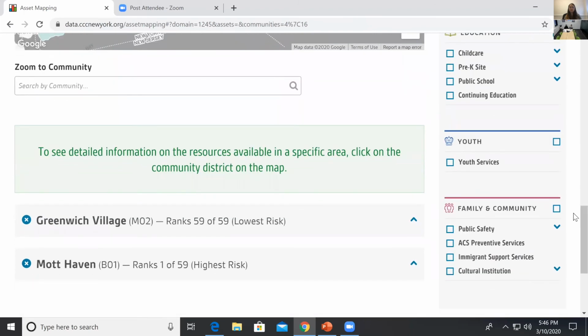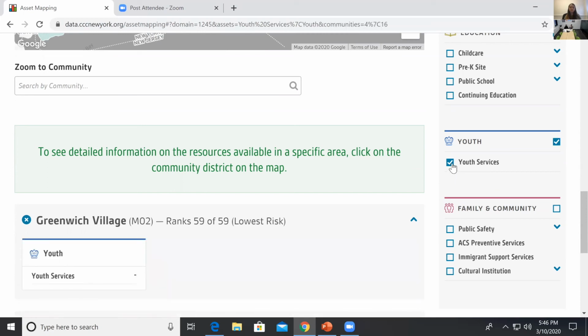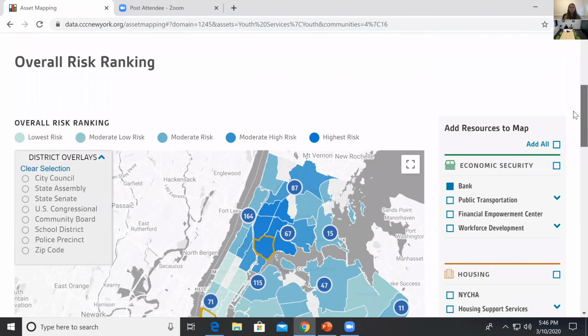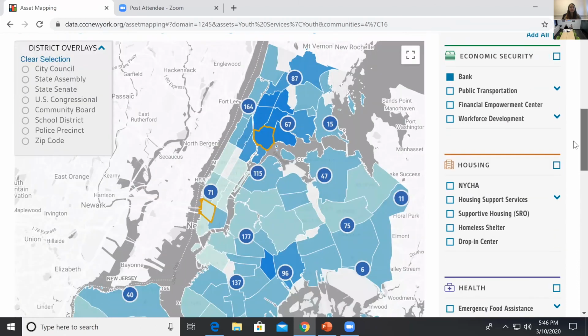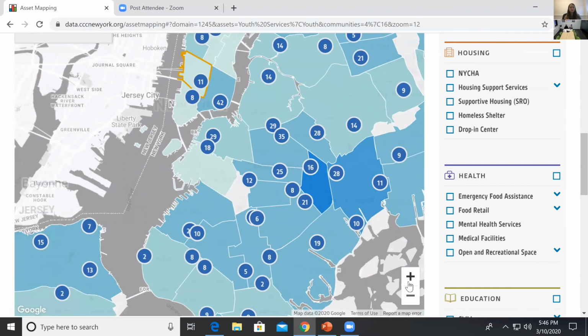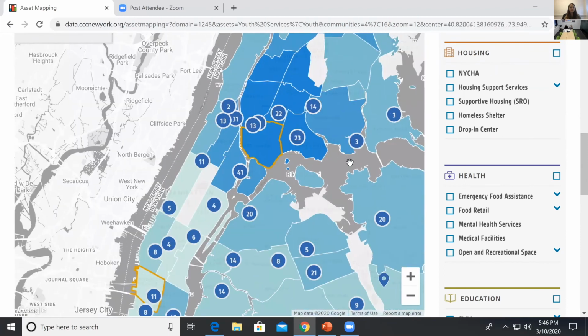We looked earlier at another tool, disconnected youth, right? If we're seeing that there's a high percentage of disconnected youth, we might want to know, well, in that community, where are there youth services? So let's go and look at Mott Haven, and it looks like there's really not much there. And I guarantee you that Mott Haven probably has a very high level of youth disengagement.